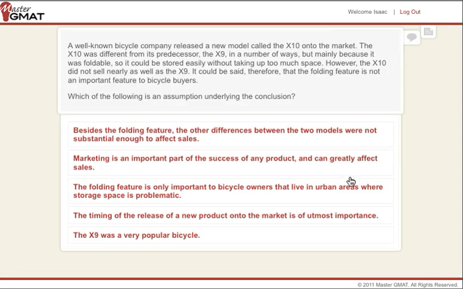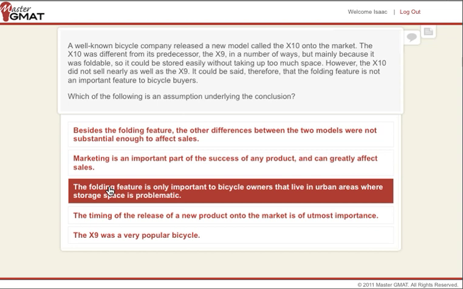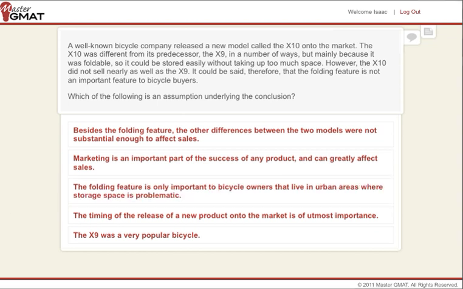So, back to this. Marketing obviously has nothing to do with anything over here. Now, take a look at C. What happens in C? In C, basically, it says the folding feature is only important to bicycle owners that live in urban areas where storage space is problematic.